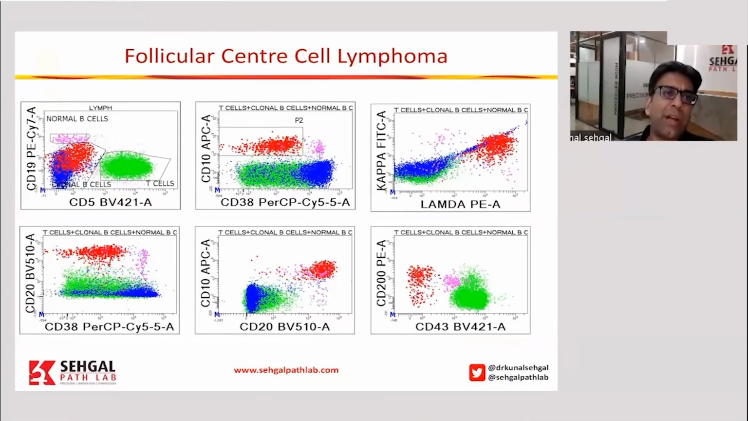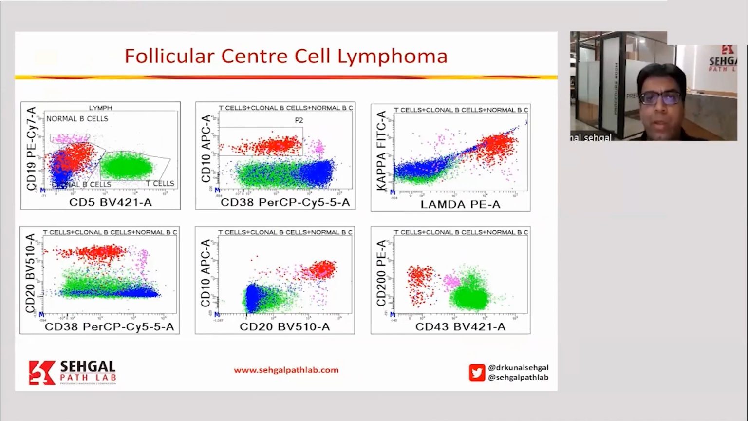Now, compared to the normal B cells in pink again, the red population here is a little heterogeneous in CD19, with dim variable CD19. It has CD10 expression. It has a bright lambda. It is a bright CD20 with variable CD38 on the x-axis. Again, a homogeneous expression of CD10 and CD20. It is negative for CD43. Over here, the green cells are the normal control for CD43. And CD200 is a variable heterogeneous expression.